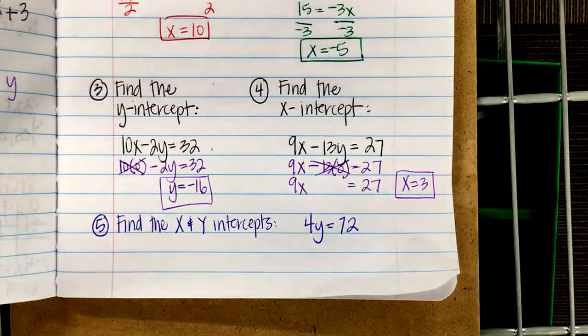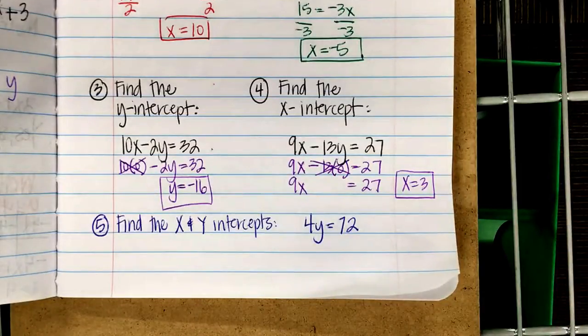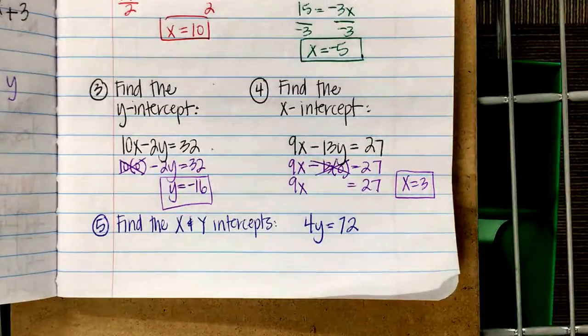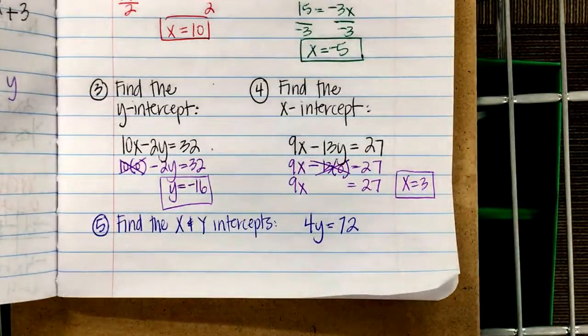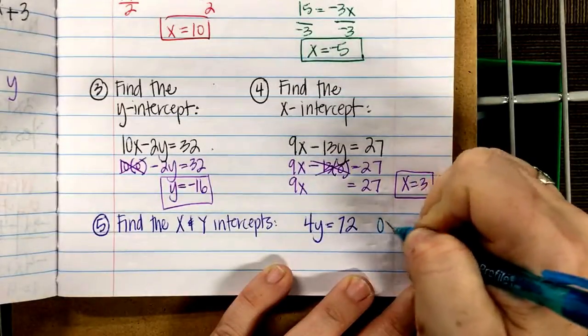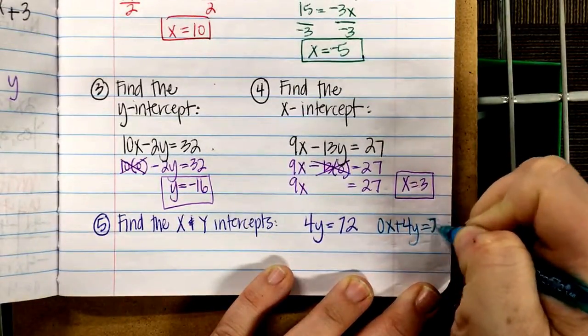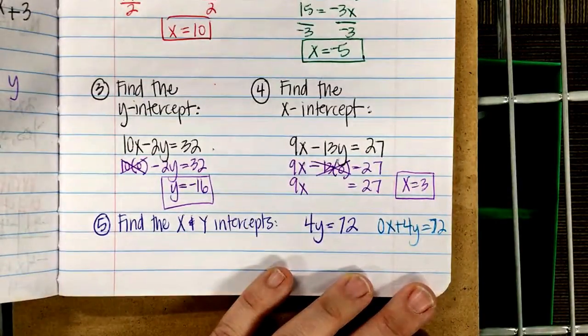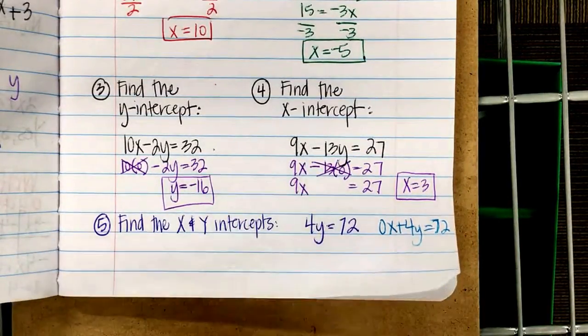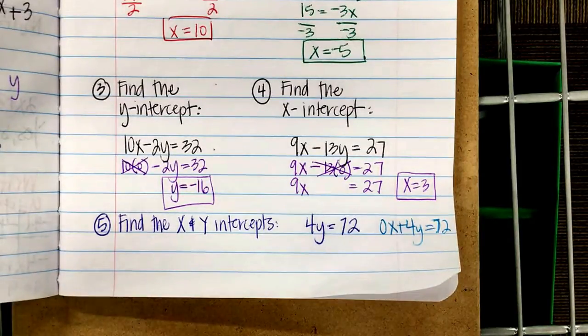Number 5's a little bit harder. Because what's wrong with number 5? There's no x. There is no x written. Is there an x? Could you rewrite it like this? 0x plus 4y equals 72. Now can you solve for x and y? Yeah.